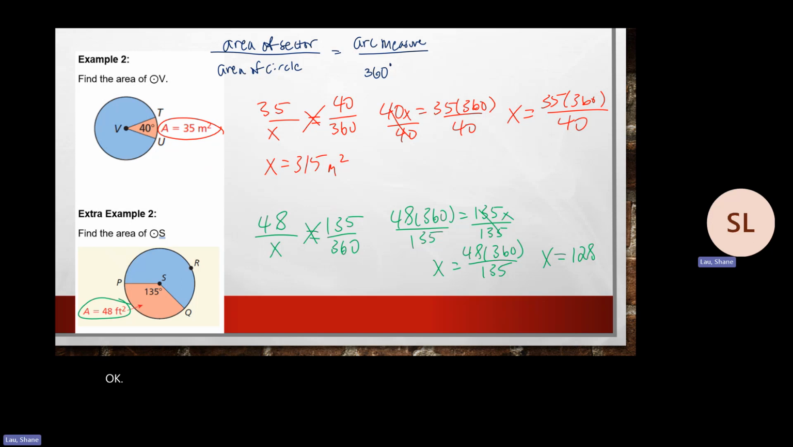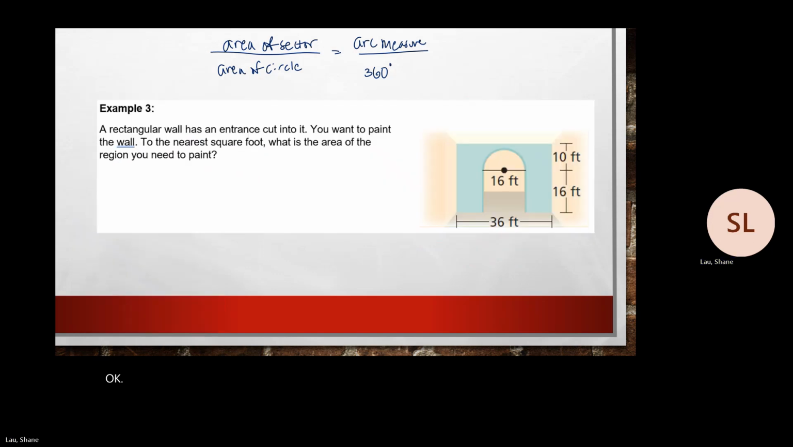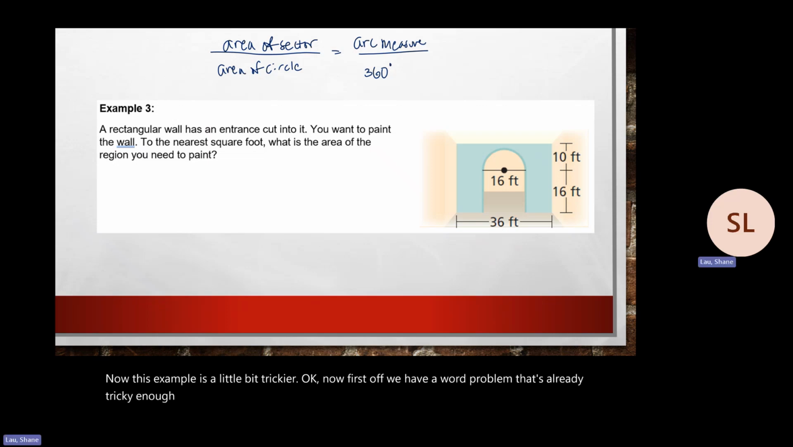We have 2 more examples here. Now this example is a little bit trickier. First off, we have a word problem that's already tricky enough. But now we're working with other shapes too.